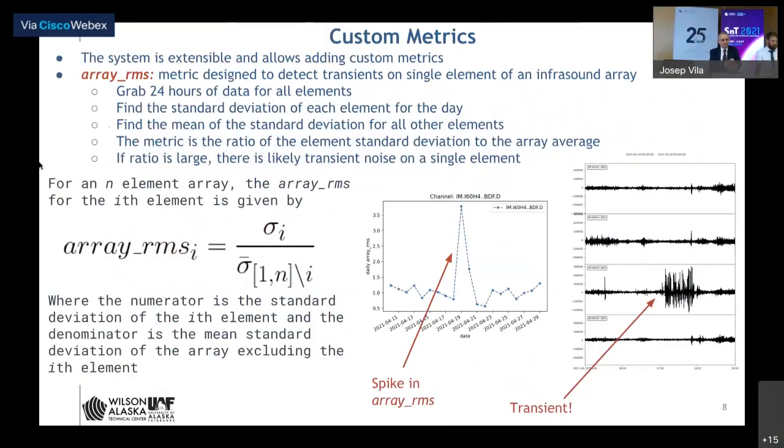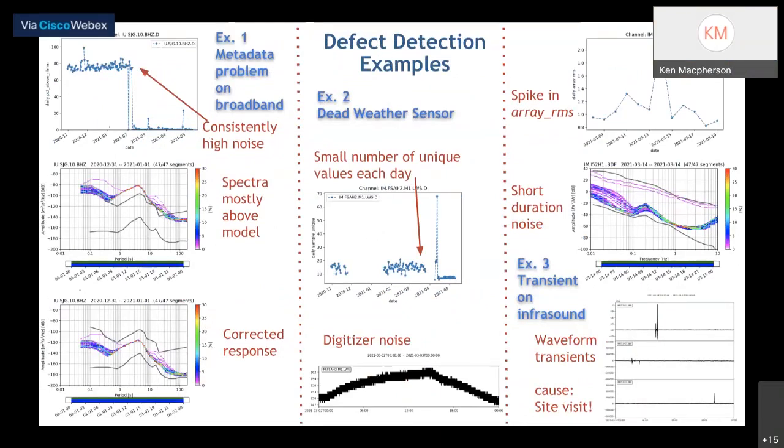Great. I'll jump almost to the end again, with some examples of data defects that we've been catching with the system we set up. Here in the left column, a spectral analysis showed that we were consistently above the Peterson ambient noise model for seismic channels. We were able to identify this as a metadata response issue based on those metrics, and we were able to fix that.